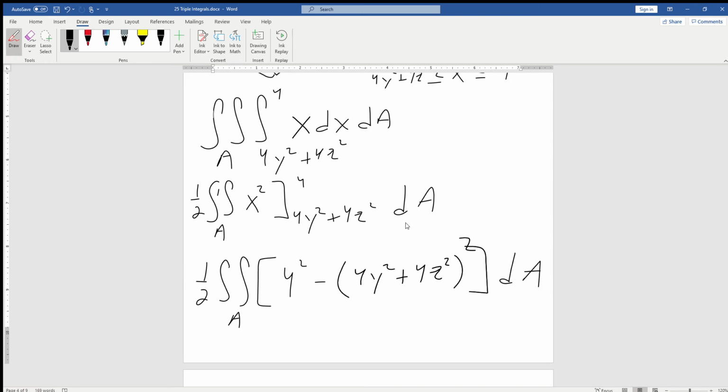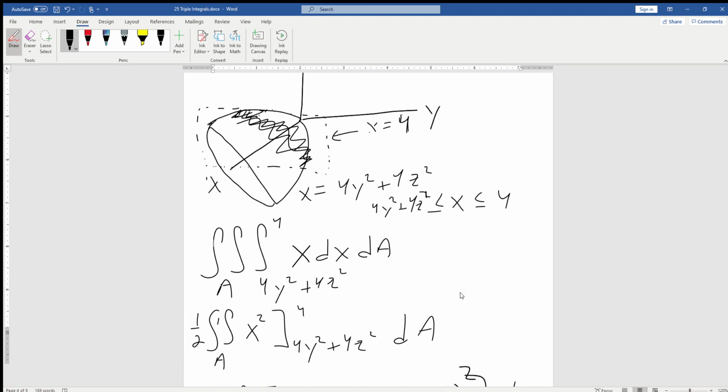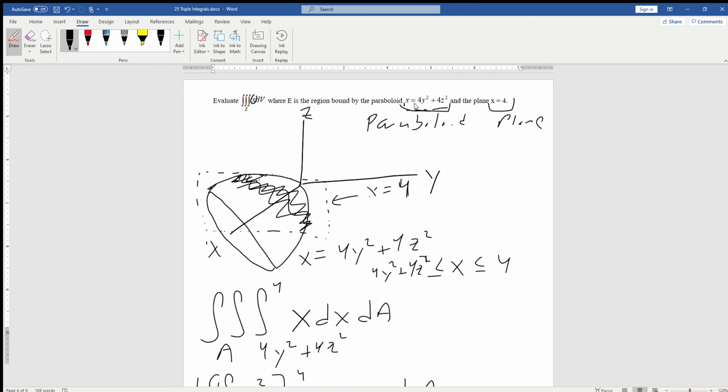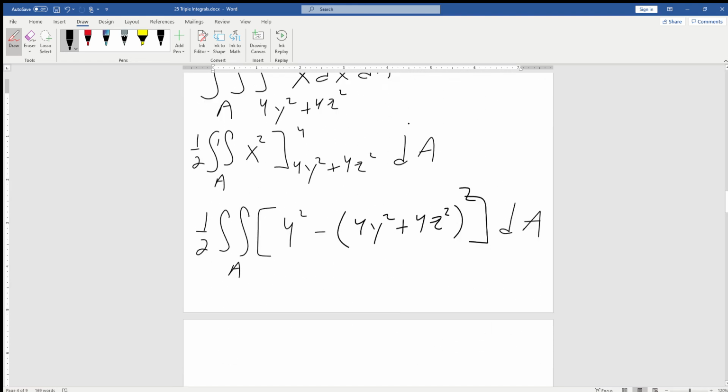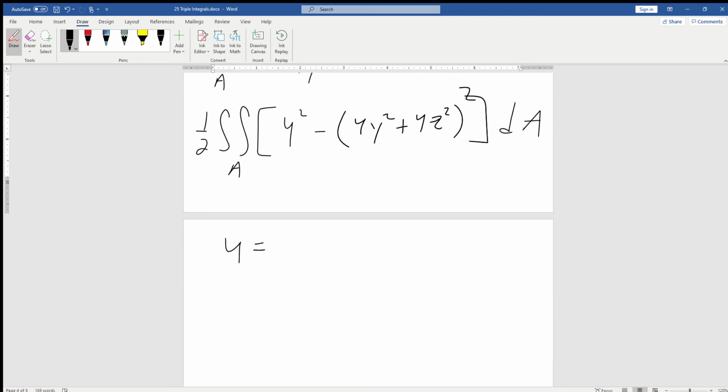Unfortunately for us, this is not going to be easy to evaluate in terms of y and z. We could certainly FOIL this out if we wanted to, but if we go back up, it seems that we have a really nice paraboloid area. So couldn't we substitute 4 back in for x, and we would get the relationship that 4 is equal to 4y squared plus 4z squared, or in other words, 1 equals y squared plus z squared.